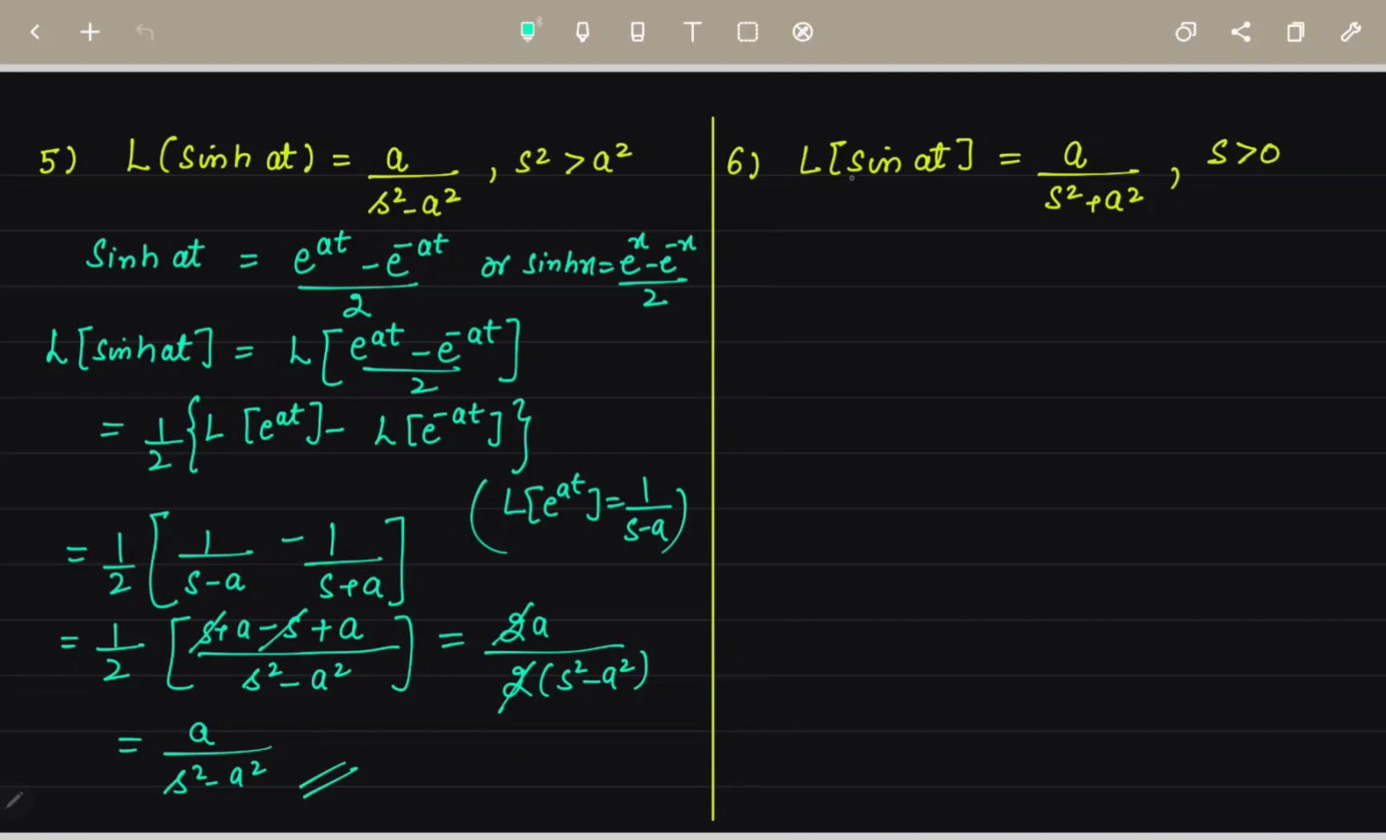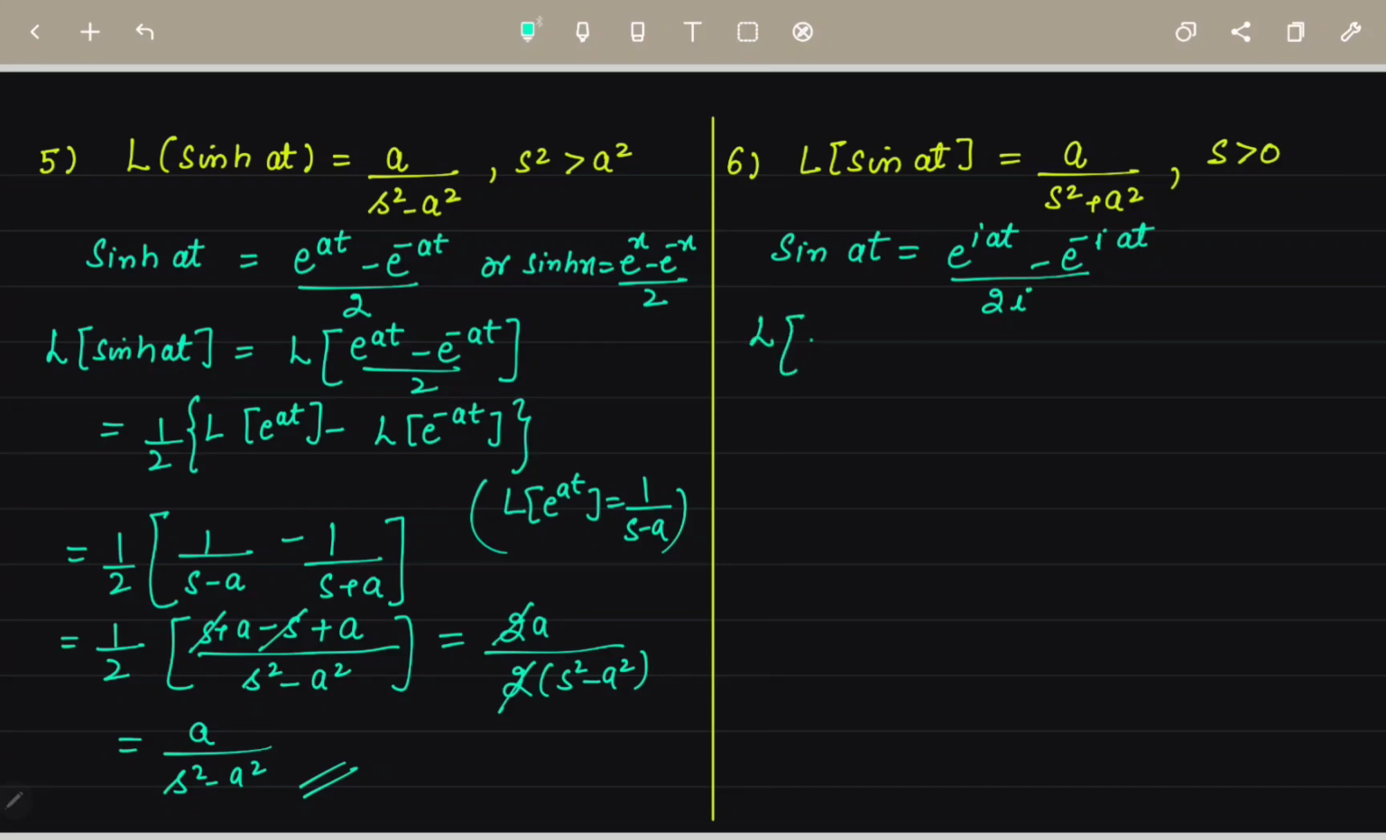So next is Laplace transform of sine of at. This is equal to a divided by s square plus a square. So we know that sine of at is equal to e raised power iota at minus e raised power minus iota at divided by 2 iota. Okay, so now we will use this formula here.